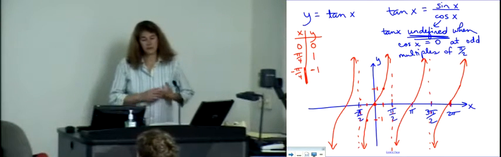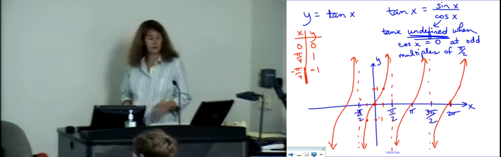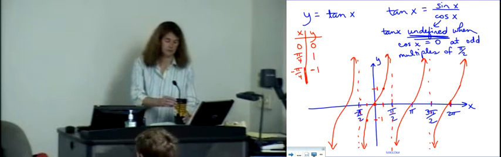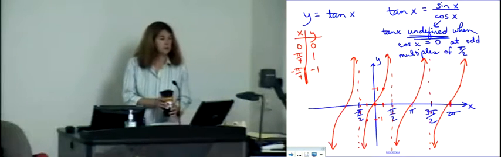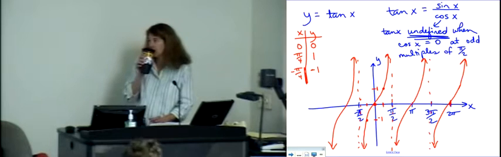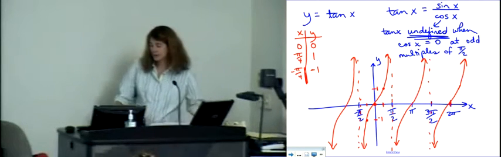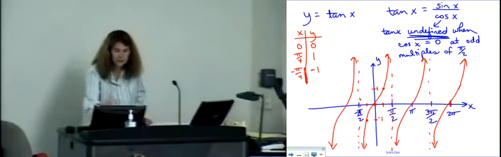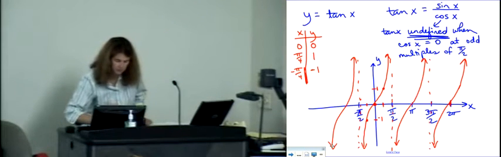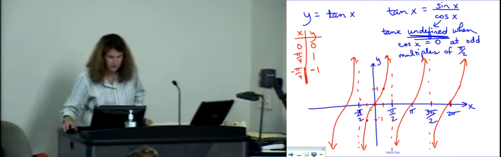What's the period of this function? How far does it go before it repeats? It's 1 pi. This one's 1 pi, right? Does everybody see that? Look at the graph there. It goes out 1 pi. We're going from negative pi halves to positive pi halves.